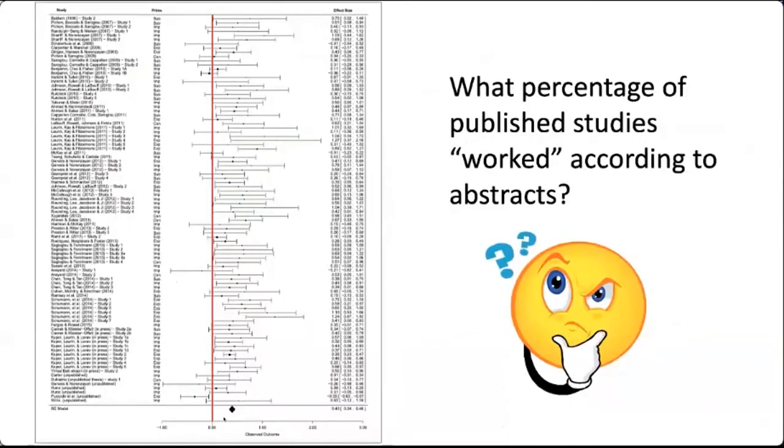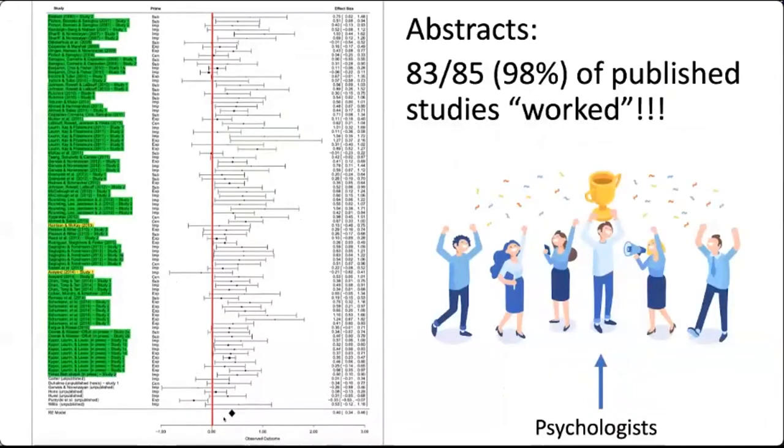I read all the abstracts for the studies included in the forest plot to code the percentage of published studies that worked. What percentage of studies do you guess worked? According to abstracts, 98% of published studies worked. This is even higher than the highest estimates that we've seen for success in psychology.